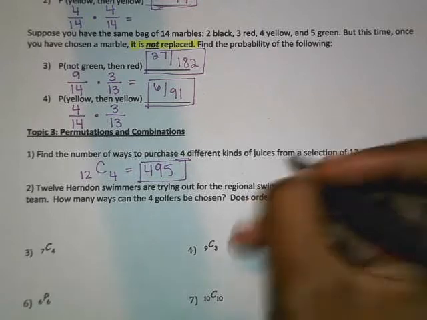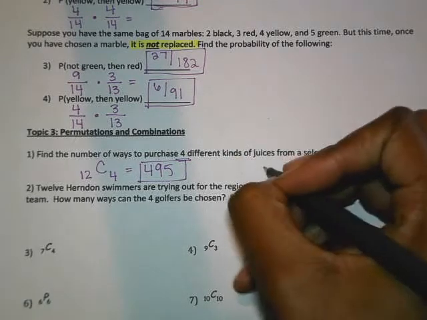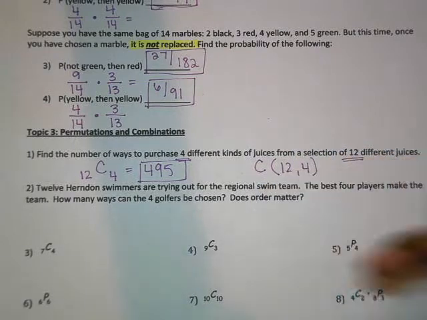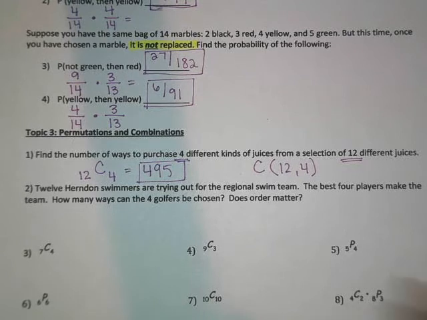And if you guys remember when we did this in class on the board, we can write this 12C4. This is the same thing. These two things are the exact same. It's just written a little bit differently. All right, number 2, 12 Herndon swimmers are trying out for the regional swim team. The best 4 swimmers make the team. How many ways can the 4 swimmers be chosen? Sorry, I didn't update my sentence. And does order matter?